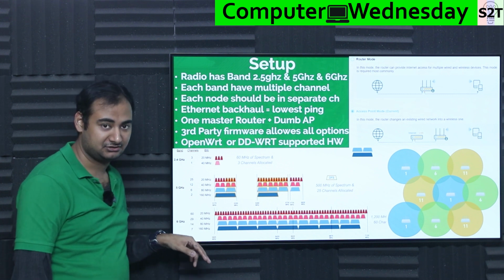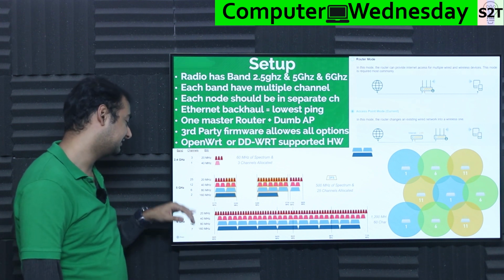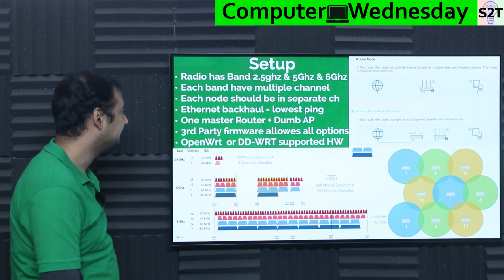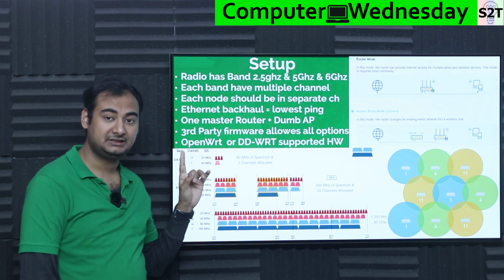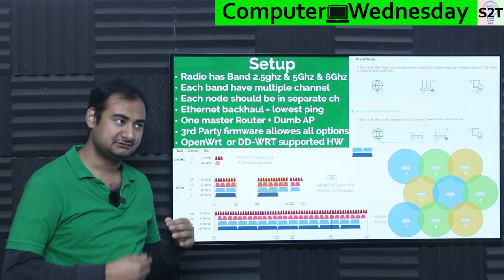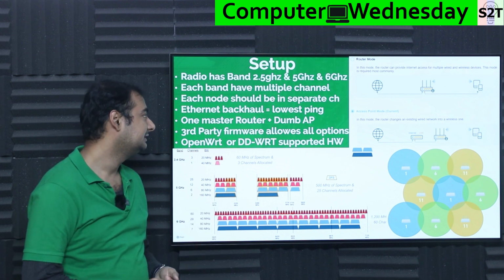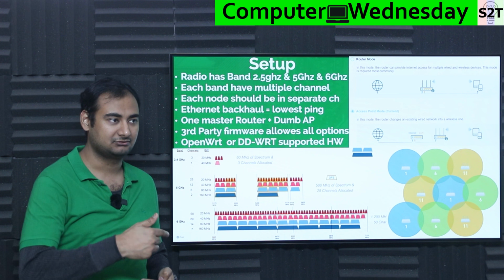It does not matter which band you are talking about, 6 gigahertz, 5 gigahertz, 2.4 gigahertz, it just has to be on separate channels. And Ethernet backhaul must be used. This is the only way. If you want proper internet in your household, you have to use wired Ethernet. It does not work over a wireless signal.